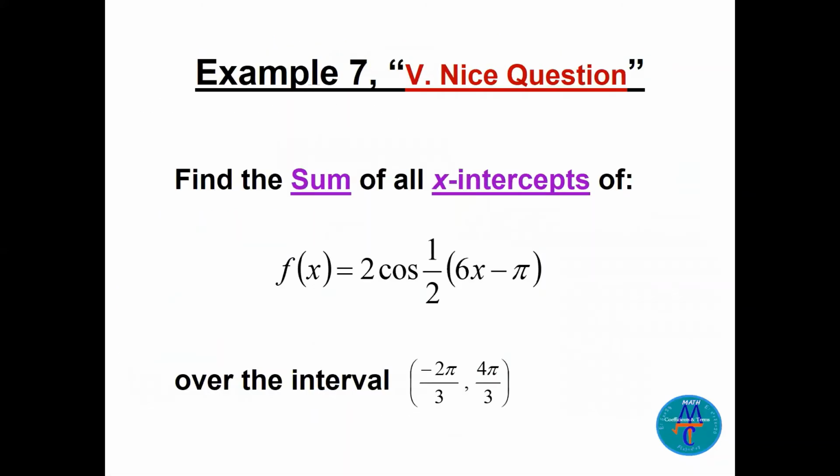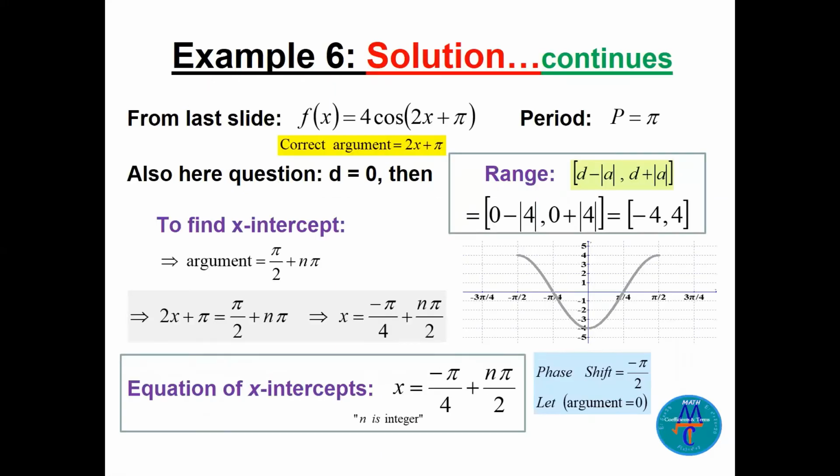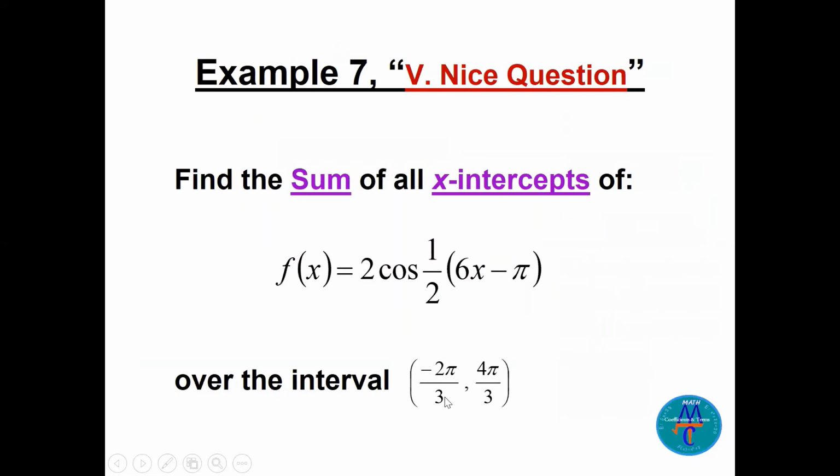Now let's see, very important, very nice question. Find the sum of all x-intercepts. Just to mention, in example number 6, we said find the equation of the x-intercepts. From this, you can find all x-intercepts. Now, in example number 7, we need to find the sum of all x-intercepts, which means we have to find the equation of the x-intercepts, replace the values of the n.